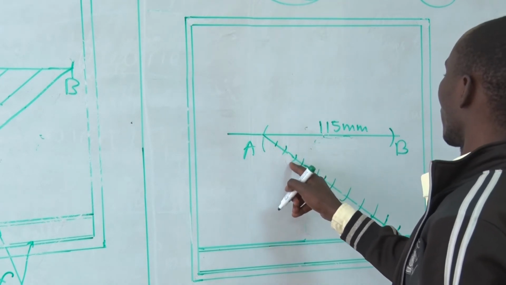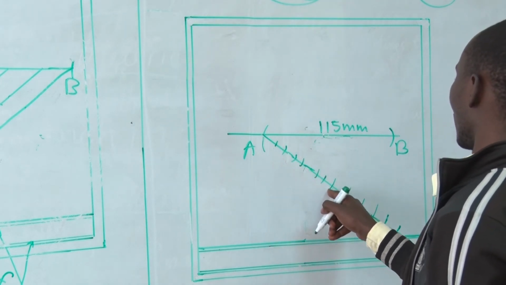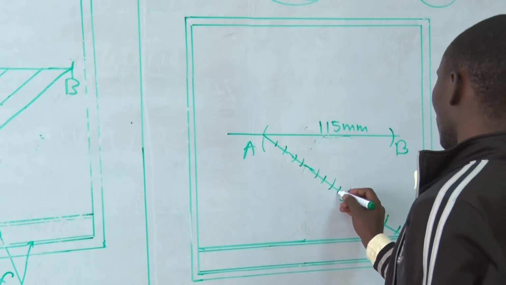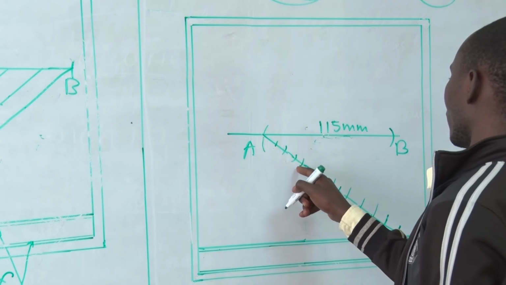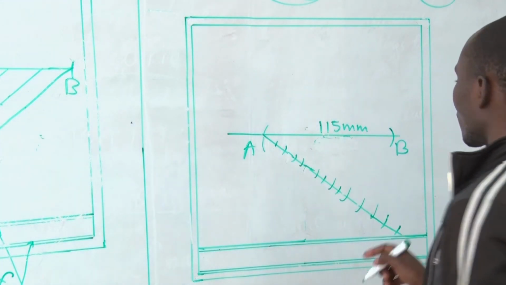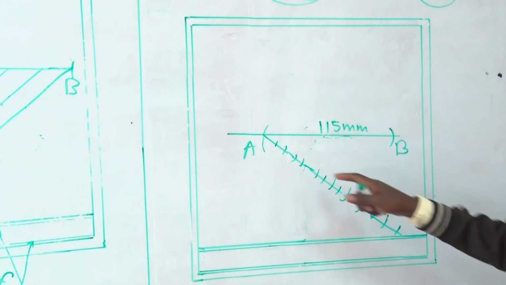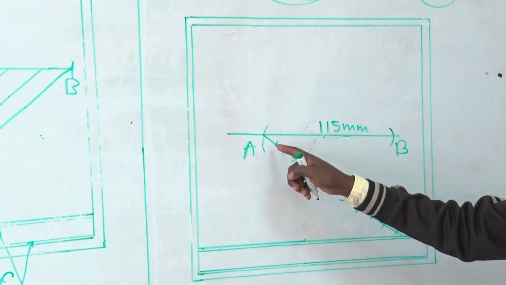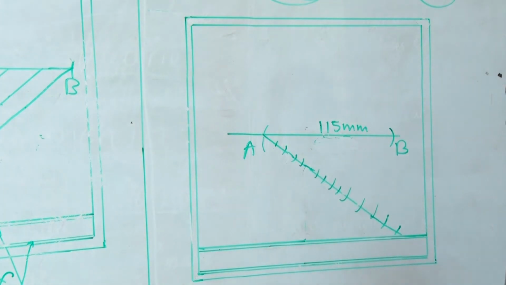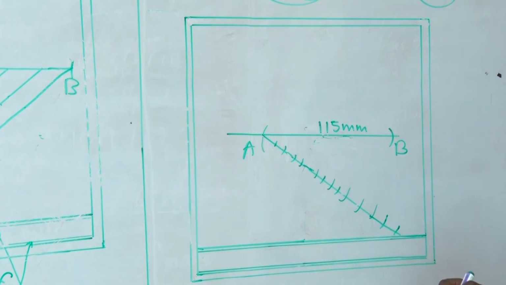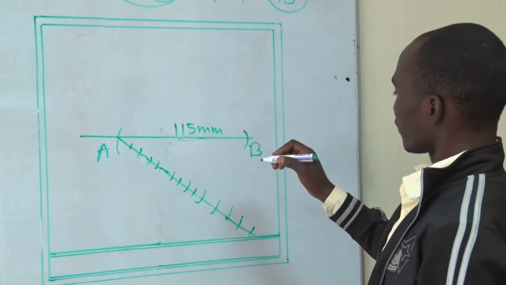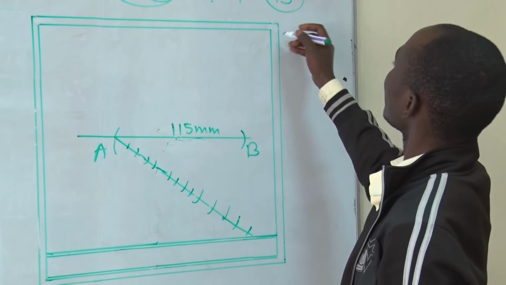So 1, 2, 3, 4, 5, 6, 7, 8, 9, 10, 11, 12. 1, 2, 3, 4, 5, 6, 7, 8, 9, 10, 11, 12, 13. So now they are 13, and the distance from one mark up to the other is 20 millimeters. So again, like we were doing, to get the center, you can see, for instance, a half of 13.